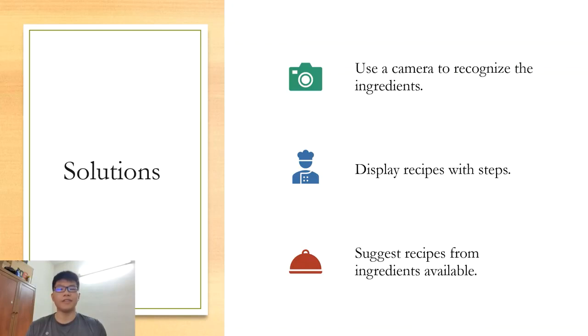The solution to these problems is that you can use a camera to recognize the ingredients that are in the fridge. The second one is a simple solution whereby you just display recipes with step-by-step instructions. The third solution goes hand in hand with the first, whereby it suggests recipes based on the ingredients that are available in the fridge at home.